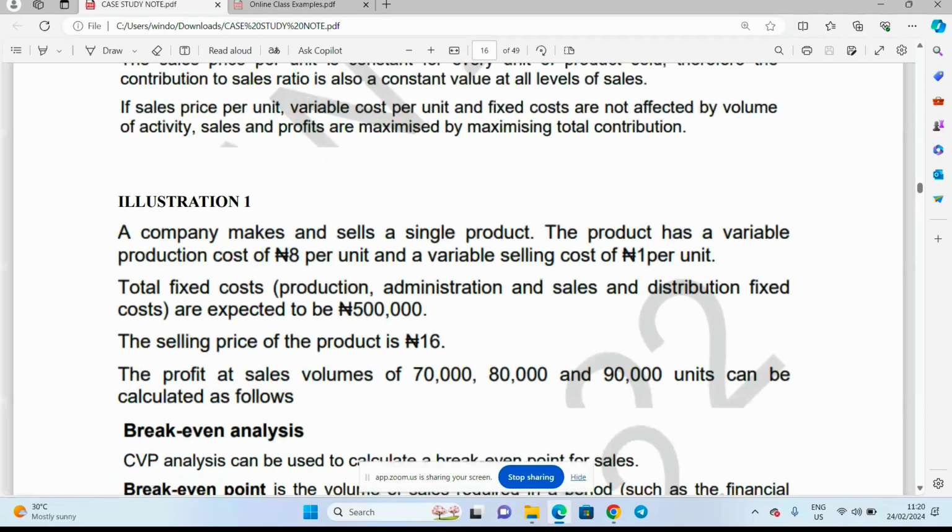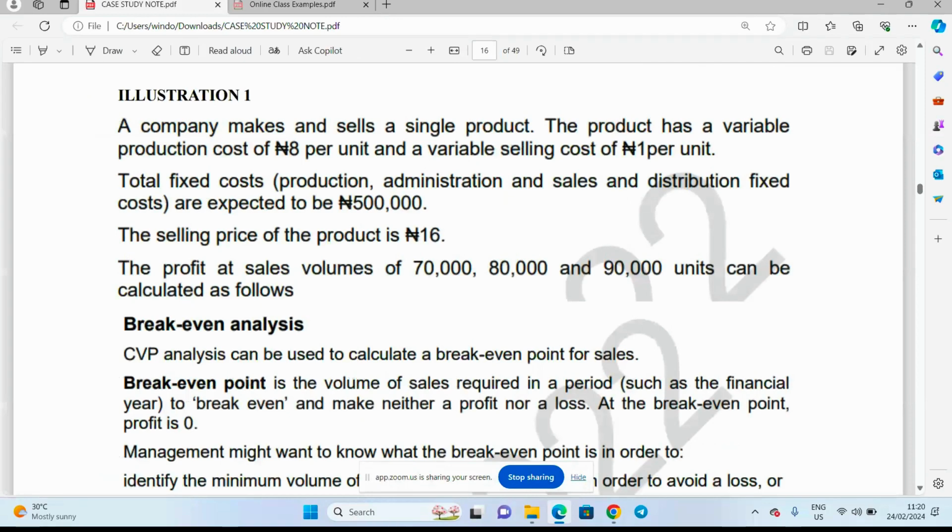Okay, back to what you are reading. Yeah, read for us. A company makes and sells a single product. The product has a variable production cost of 8 naira per unit and a variable selling cost of 1 naira per unit. Total fixed costs, that's production, administration, and sales and distribution fixed costs, are expected to be 500,000. The selling price of the product is 16 naira. The profit at sales volumes of 70,000, 80,000, and 90,000 units can be calculated as follows.